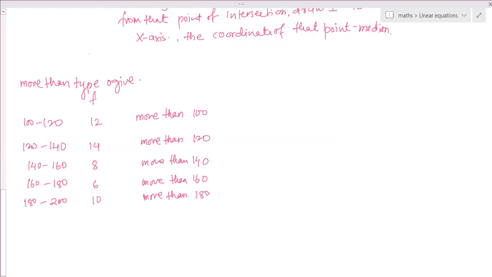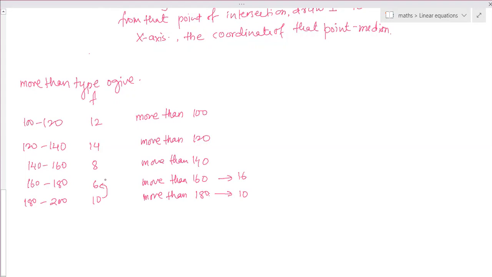More than 120? The rest of the four: 14, 8, 6 and 10, right? More than 140? 8, 6, 10. More than 160? 6, 10. And more than 180? 10. So more than 180, the value is 10. More than 160 is the sum of these two, that means add these two. So it will come 16.